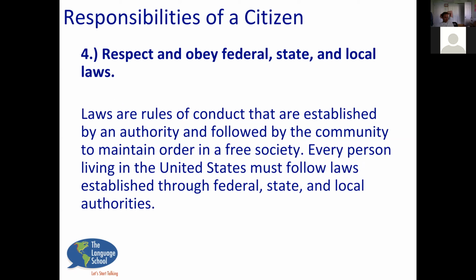Respect and obey. How do you say that, teacher? Like that? You said it right. Obey. Okay. Respect and obey federal, state, and local laws. Laws are rules of conduct that are established by an authority and followed by the community to maintain order in a free society. Every person living in the United States must follow laws established by federal, state, and local authorities. Good.